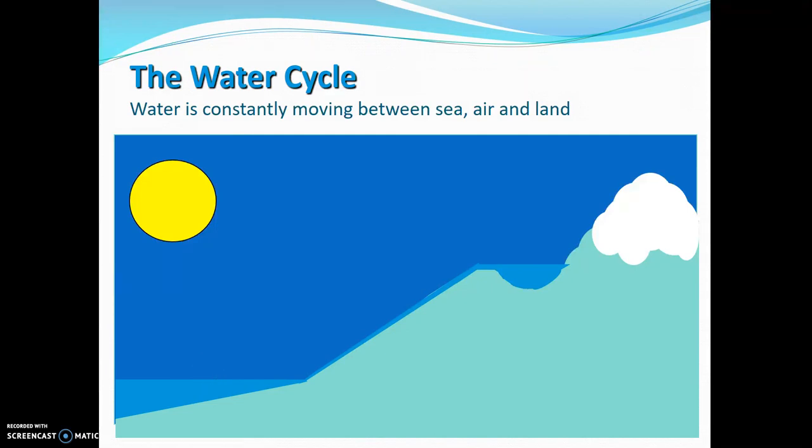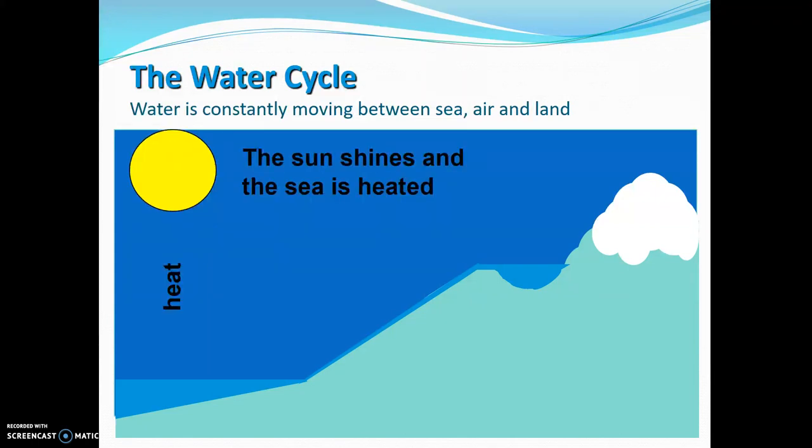So, as I mentioned earlier, the water cycle has 3 key steps. Evaporation, when the sun warms up the water. So in this example, the sun is shining and sends energy as heat to the ocean, warming it up.